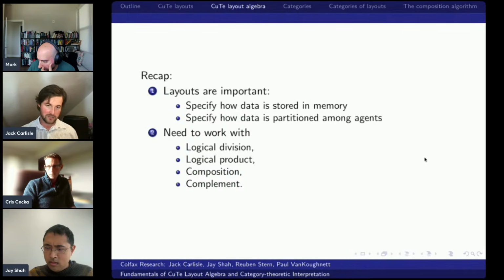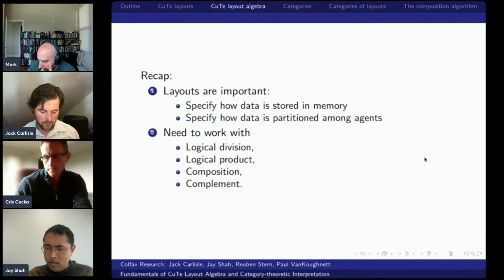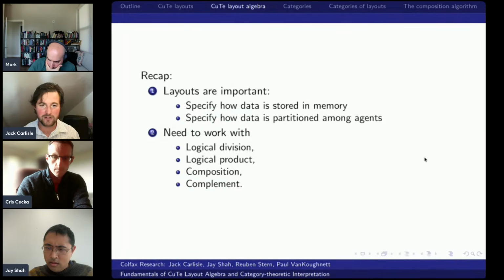And these CuTe layouts do a lot of that heavy lifting for us. We've seen also that in order to do the things we want to do, we need to work with logical division and logical product. That's what allows us to decompose our operands and our outputs into smaller pieces that can be handled by various agents like CTAs and threads. And these themselves are defined in terms of more primitive operations like composition and complement. This is the summary of what we've learned so far.